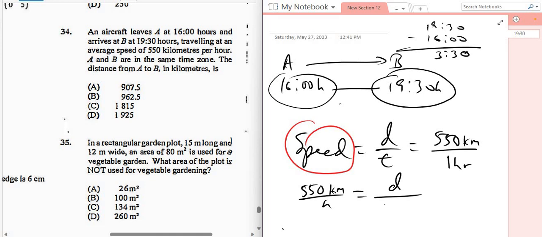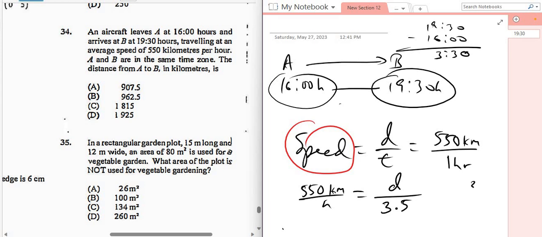So we can put it in hours, right? How do you write 3 hours and 30 minutes in hours? 3 hours, and 30 minutes in hours is what? How do you convert half? 3.5. Very good. Everybody understand why? Because 30 minutes is half an hour.